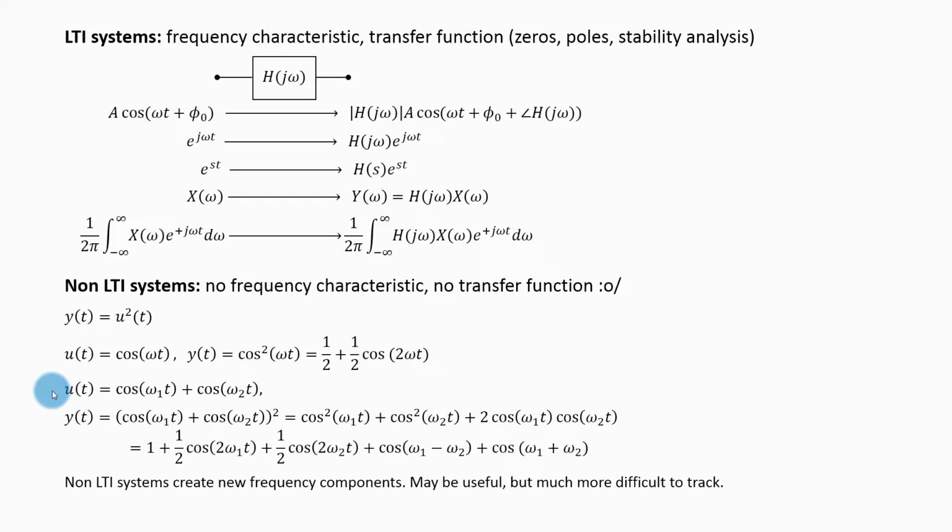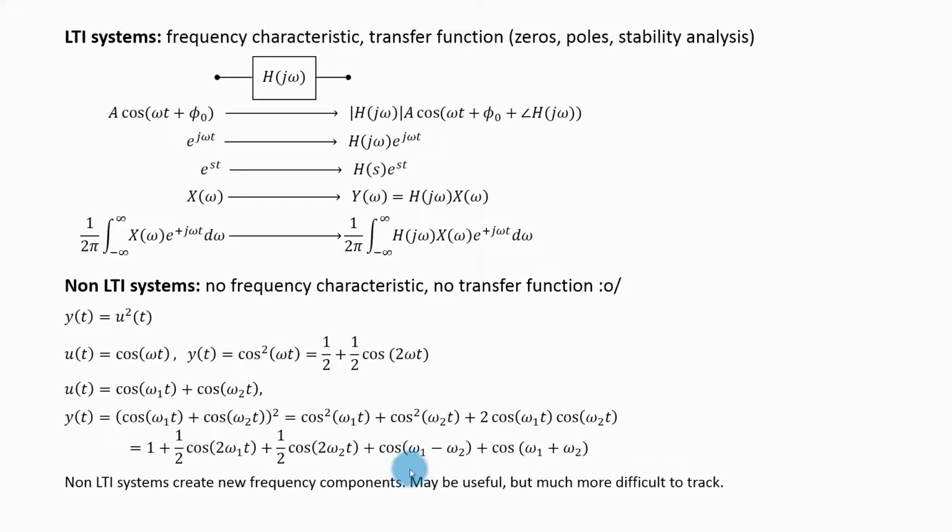Here I have another example to show you what can happen. This time I feed the system this sum of these two cosines at frequencies omega 1 and omega 2. The output of the system is this. When I expand this bracket, I get this, and when I use some trigonometric identities, I can actually write this expression like this. So from this input that contains frequencies omega 1 and omega 2, the system will create components at twice the frequency and at frequencies given by the difference and the sum of the original frequencies. So again, this is nothing like what we had with LTI systems.